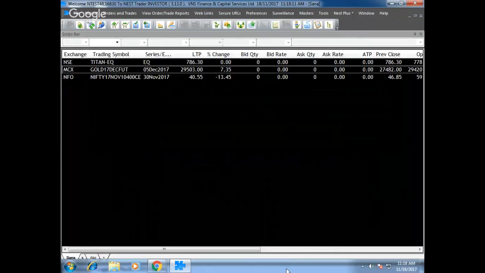So hope the cover order and the bracket order window is clear to all our viewers. In case you have any doubts or queries, you can share them in the chat window so that I can answer your questions. And if everyone is clear with the explanation given, they can type yes in the chat window so that I can move further to stop loss.